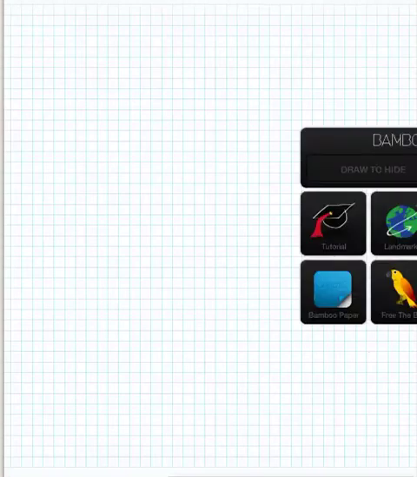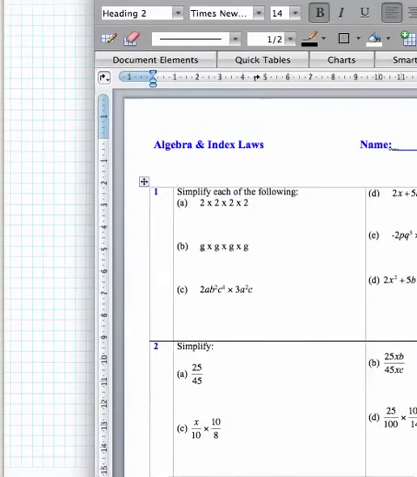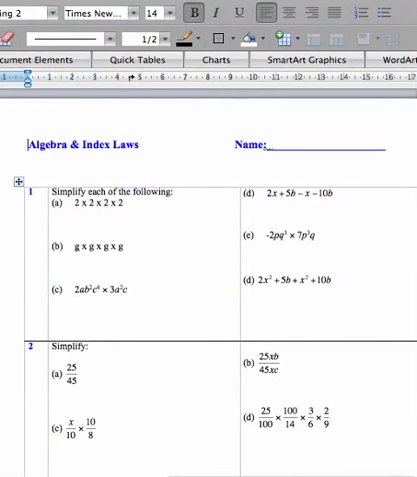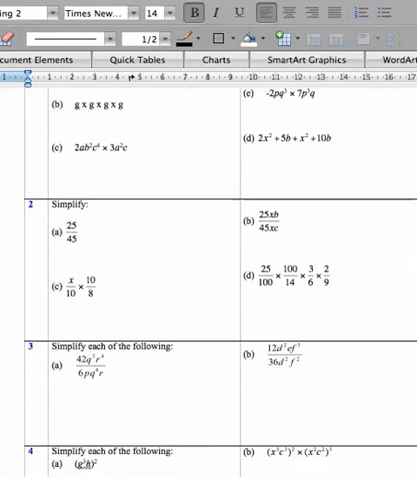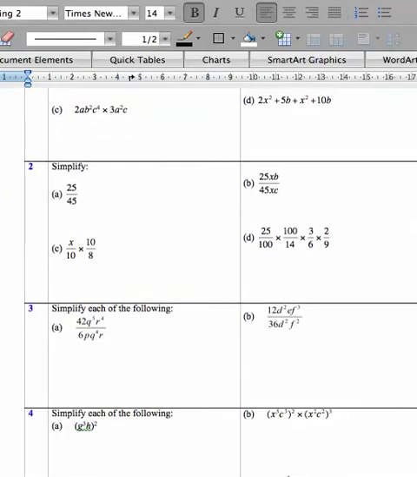Okay, so we will be revising some of the index laws in this session. Now, these are the questions that I'll be covering. We start off with more basic questions, just to make sure we're okay with our basic index laws.